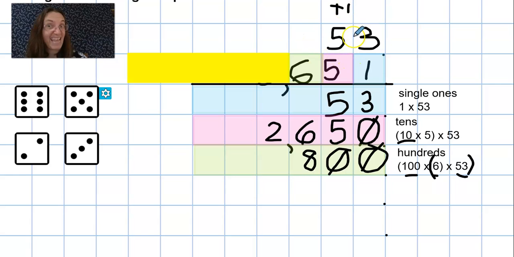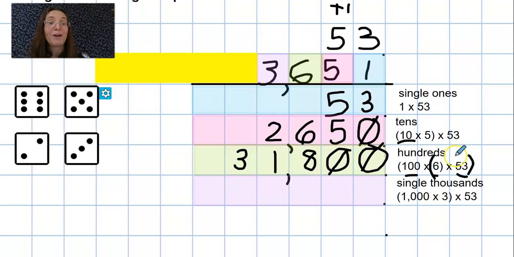100 times tens would be single thousands. And look, place value and these zeros are organizing us, so we're right there. 6 times 5 would be 30, and 30 plus this one will be 31 thousands. Whoa, look at that. The next place over and down is the single thousands place. Before I get to multiplying this, I'm going to cross out my old regrouping so I don't get confused.